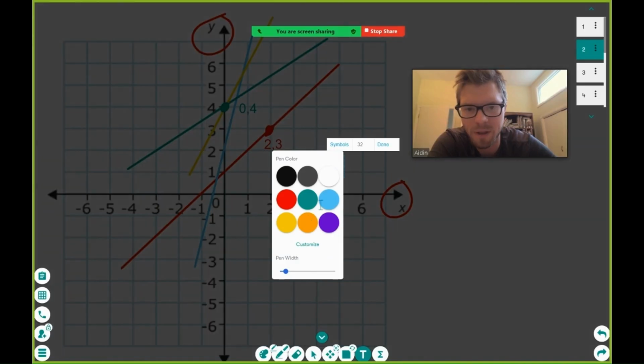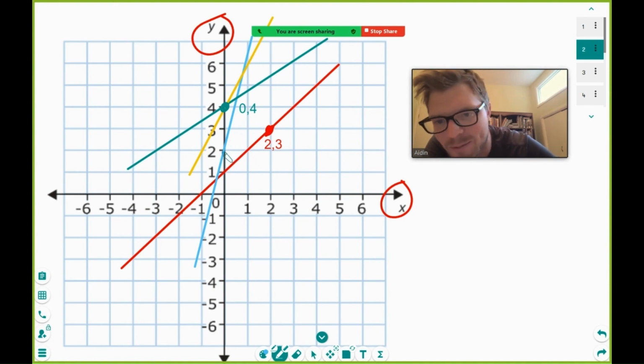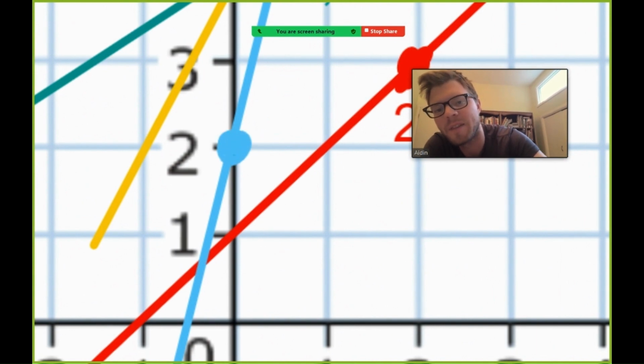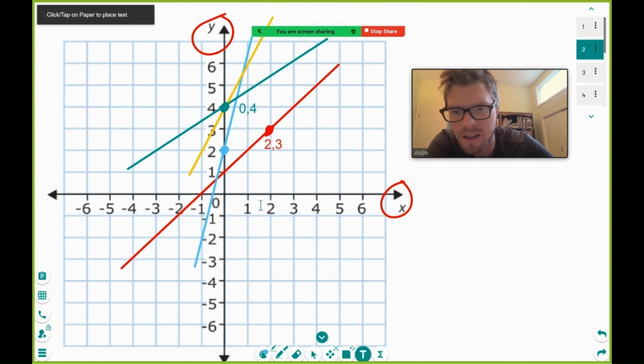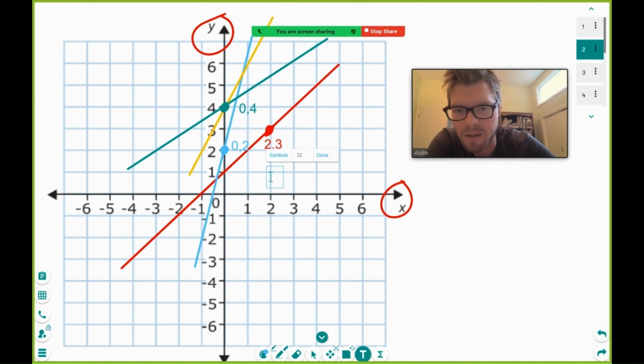This should all be clear. Okay, let's go on. Wow, this one again kind of falls right on that intersection there on this y-axis. So that's fine. I'll say x is 0, y is 2. I think that works.